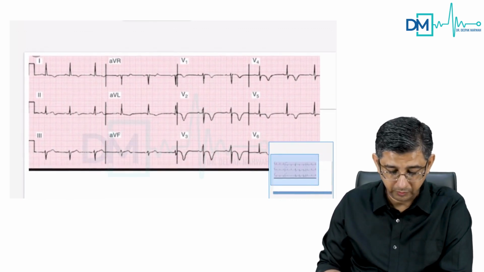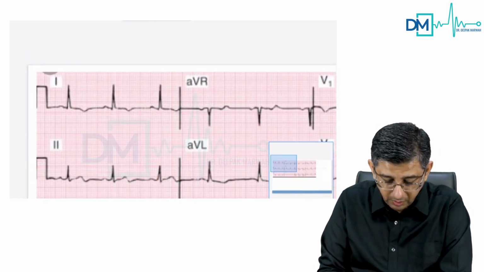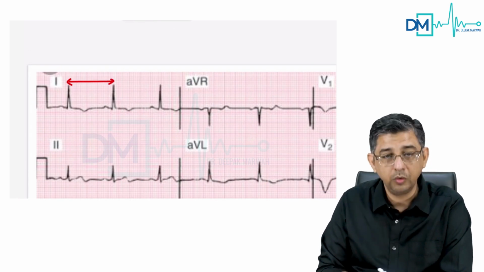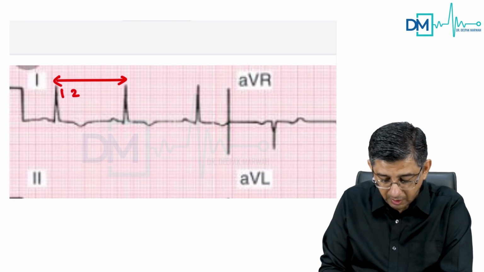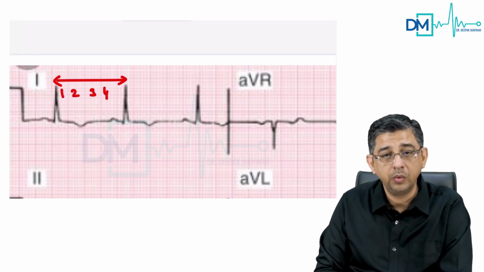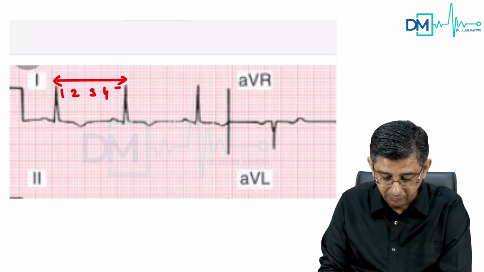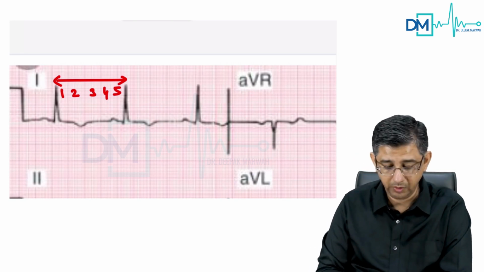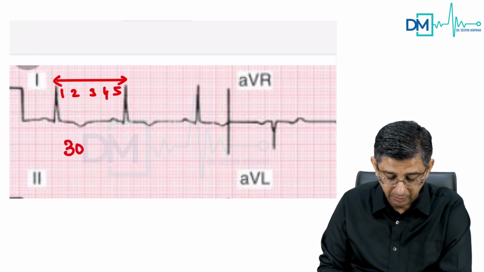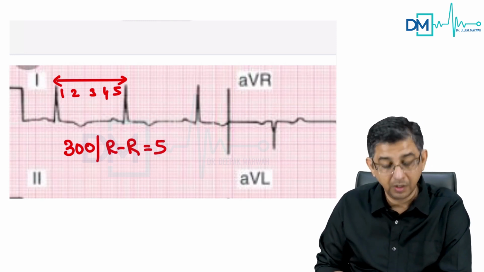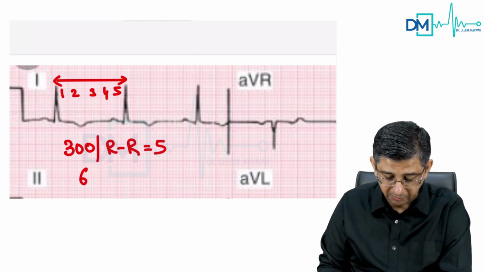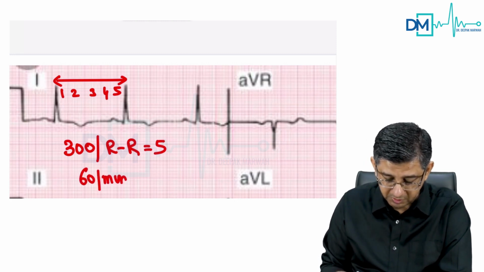the heart rate of this patient, and how to calculate the heart rate. You have to look at the number of the squares between the R and the R waves. In this particular question, I can count something in the range of about 4.5 to 5 large squares between the R and the R waves. So the formula for heart rate is 300 divided by the number of the large squares between the R and the R waves. And here you can see there are 5 large squares. So if you divide 300 by 5, that would be a heart rate of approximately 60 per minute.